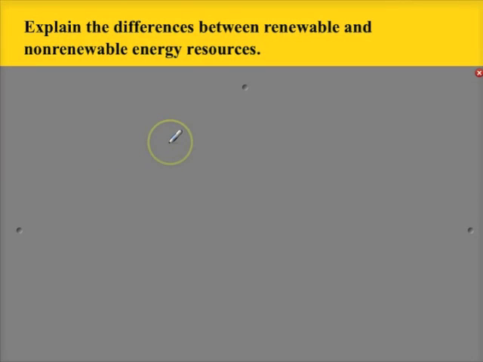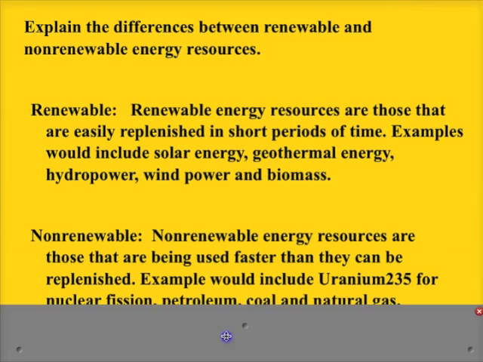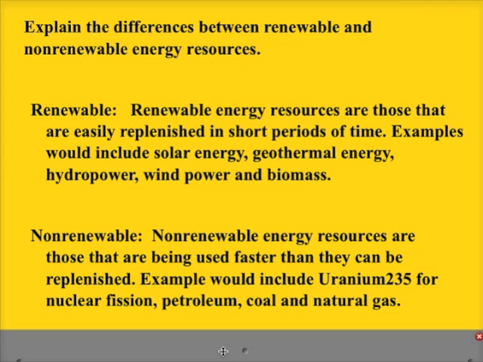Now, here's one of the short answer questions. Explain the difference between renewable and non-renewable. And you guys know this. Renewable resources are those that are easily replenished in short periods of time. For example, solar energy, geothermal, hydropower, wind power, biomass. Non-renewables can be replaced, but not in a very quick time. For example, coal may take millions of years.